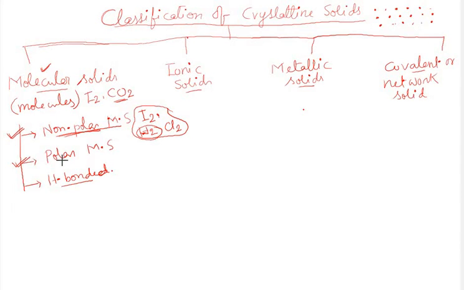Now in the polar molecular solid, the molecules are polar molecules. For example, solid HCl. Another example, SO2, solid sulfur dioxide. You see that these molecules, HCl or SO2, are polar molecules. Another example is NH3, solid ammonia. So these types of solid in which the molecules are polar are classified as polar molecular solid.